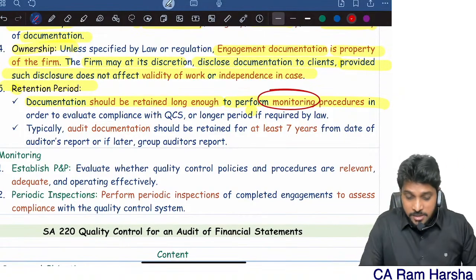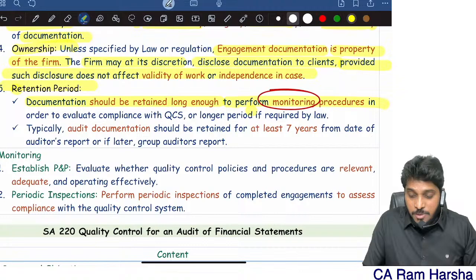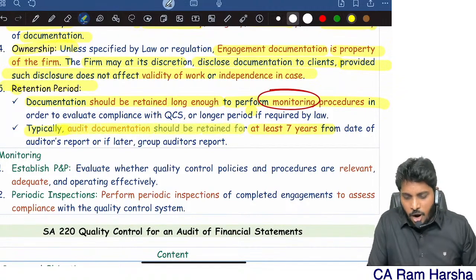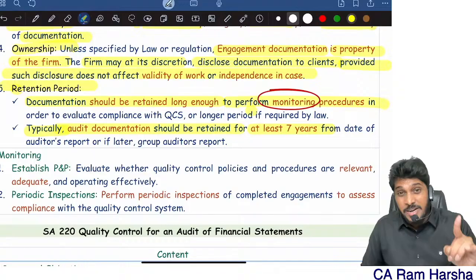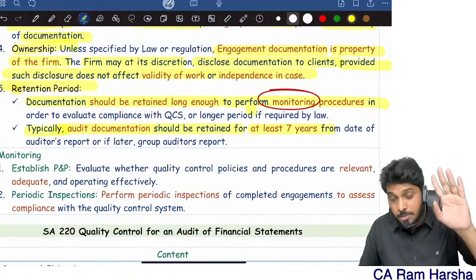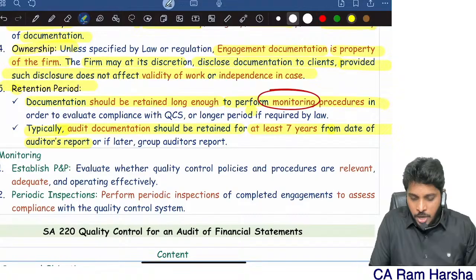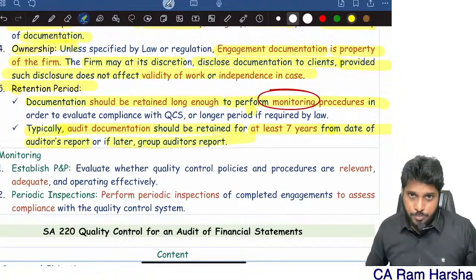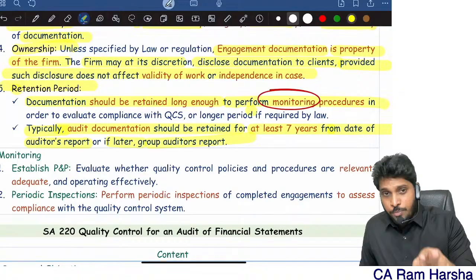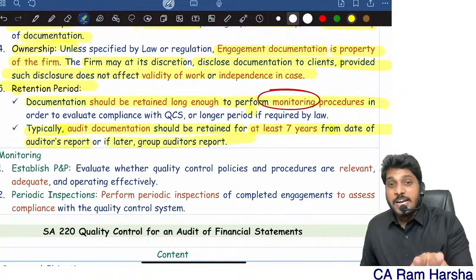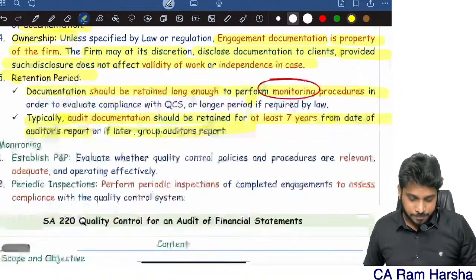For audits, the retention must be for 7 years. For audit engagements, the documentation must be retained for a minimum of 7 years from the date of the auditor's report, or if later, the group auditor's report. So either the audit report date or the group audit report date. Group audit report means consolidated financial statements will be there, right? From that audit report date, whichever is later.